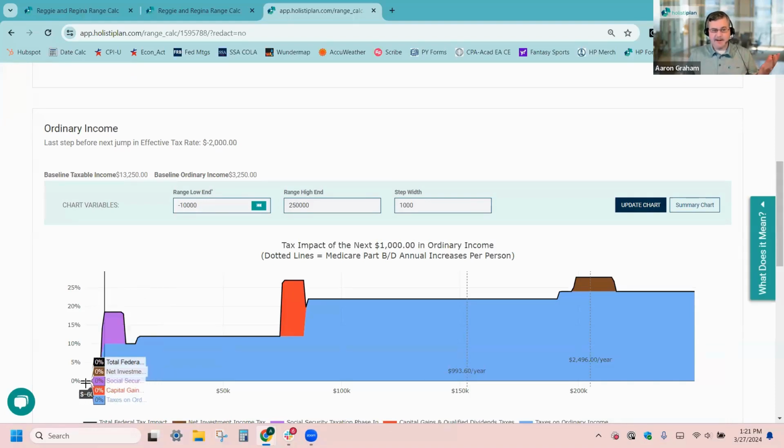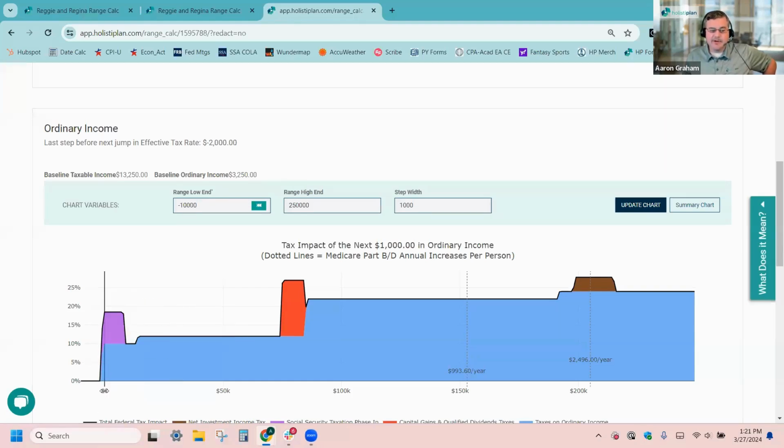This is the effect of taking away $10,000 of ordinary income instead of adding it from 0, it's taking it away from 0. So again, a lot of tools in here. Buckle up, and if you're not ready for this, you can wait. You don't have to do this, but you can change this range low end to a negative number and show the effects of taking away ordinary income instead of adding to it.